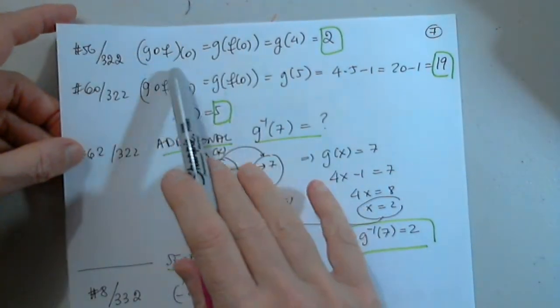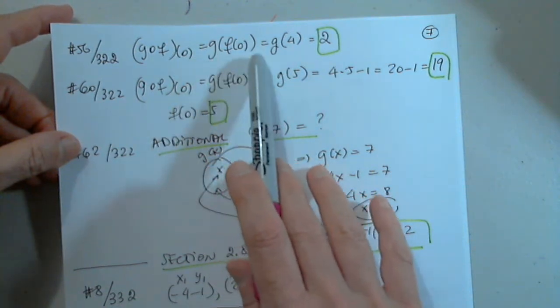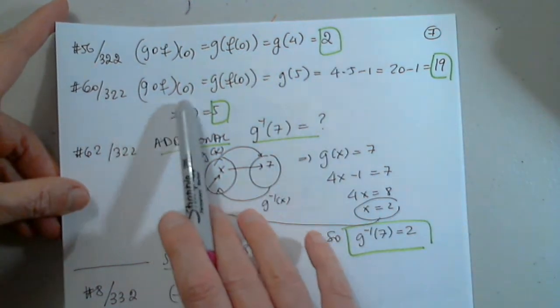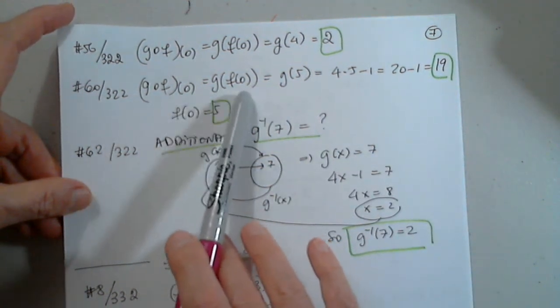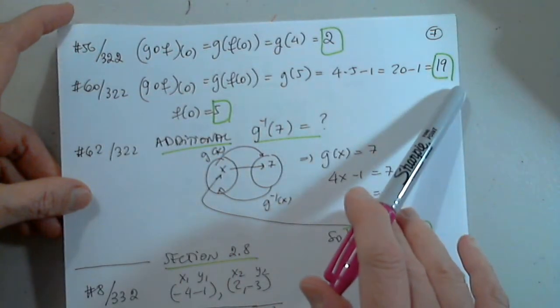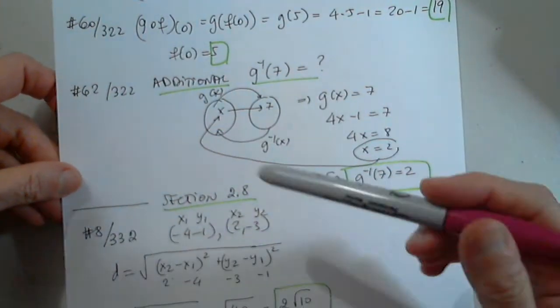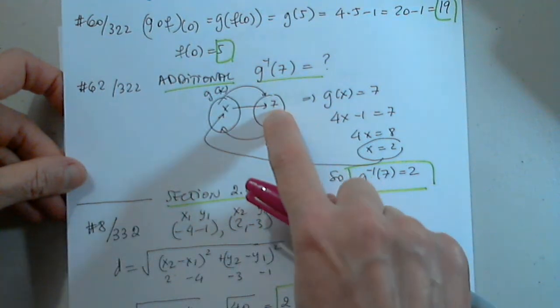Here from the graph, g comma f of 0, I have to find, or the table, I have to find g of f of 0. f of 0 was 4, so I got 2. Same thing here, either from the graph or table, I don't remember right now. So g of f of 0, f of 0 was 5, so we plugged it in. This was an additional problem that I wanted to show. So we are asked to find g inverse of 7.